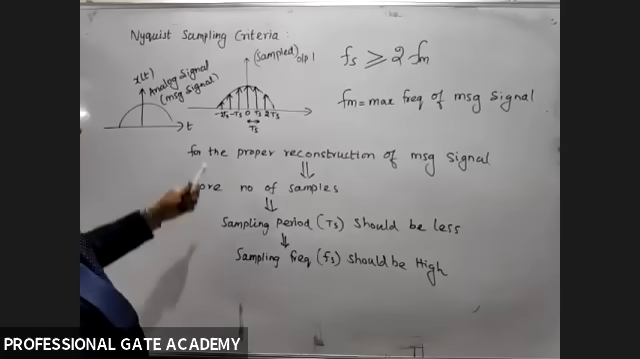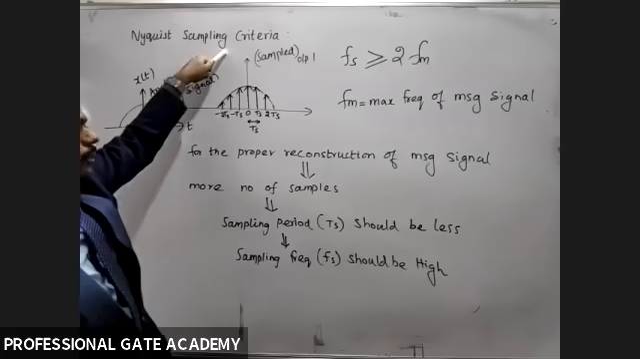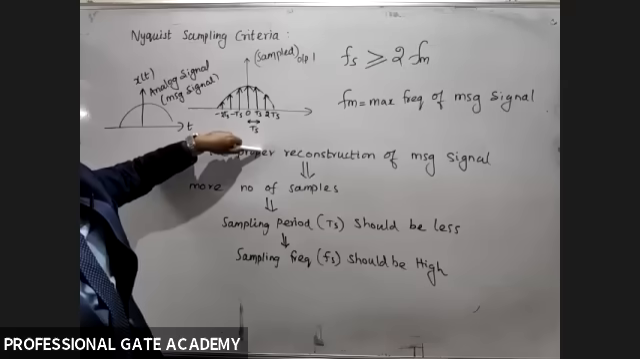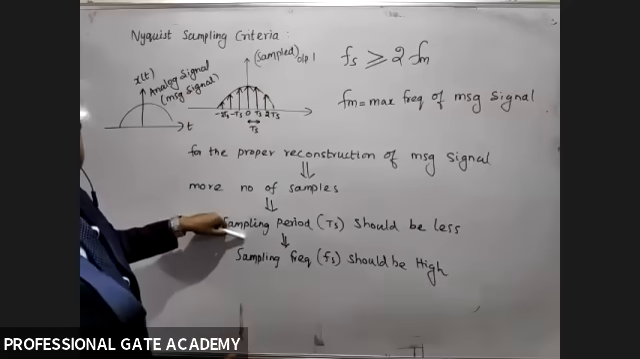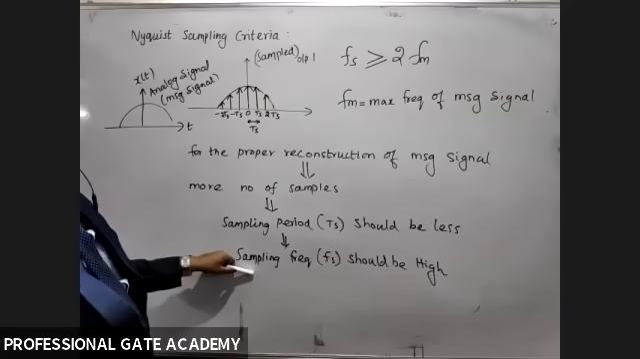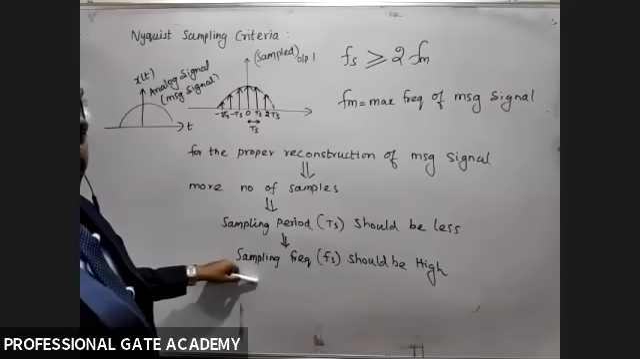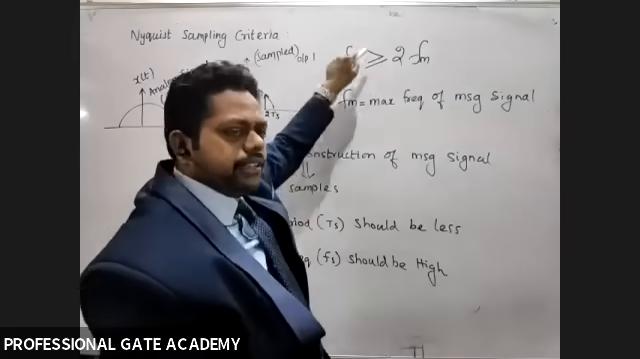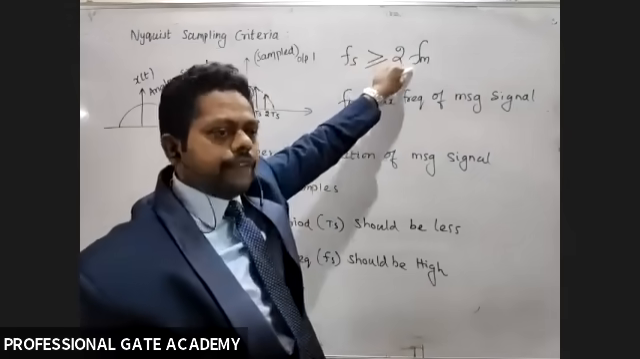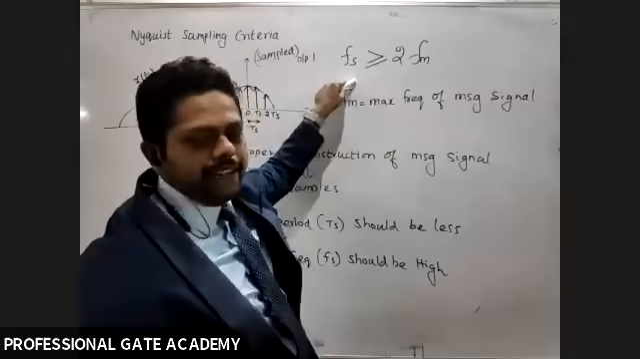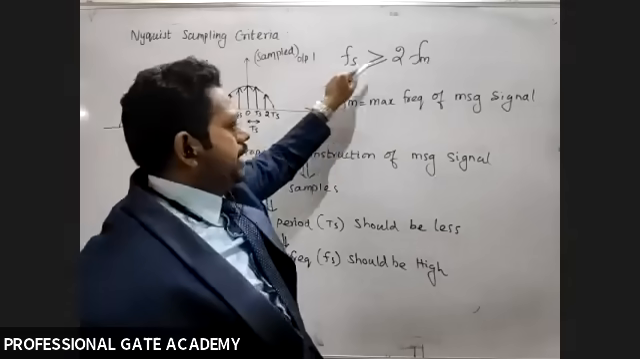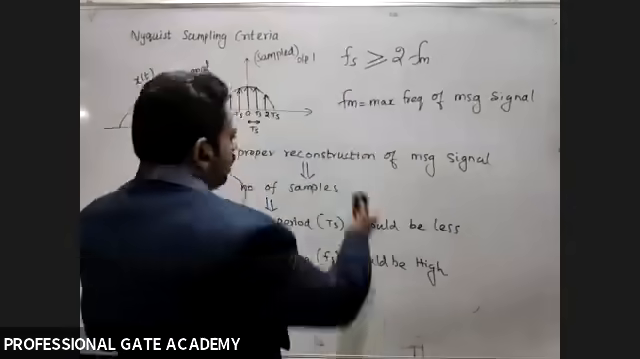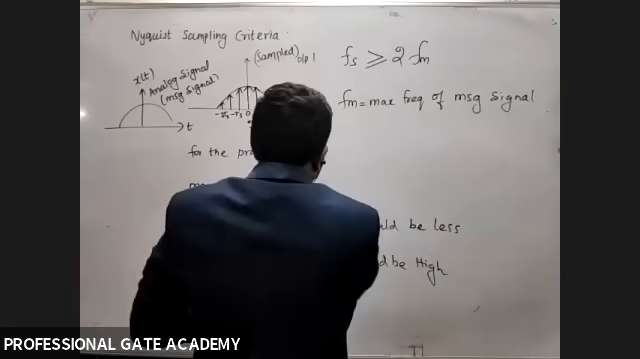So listen, as per Nyquist sampling criteria, for the proper reconstruction of the message signal, more samples should be taken. So the sampling period should be very small, and the sampling frequency should be as high as possible. So at least Fs greater than or equal to 2 Fm. I will explain this later; we will study the sampling theorem with the derivation. Now, what is Fm? Maximum frequency of the message signal.